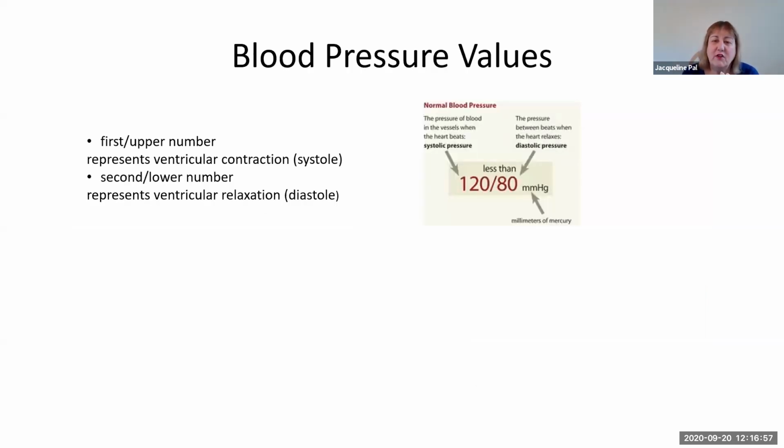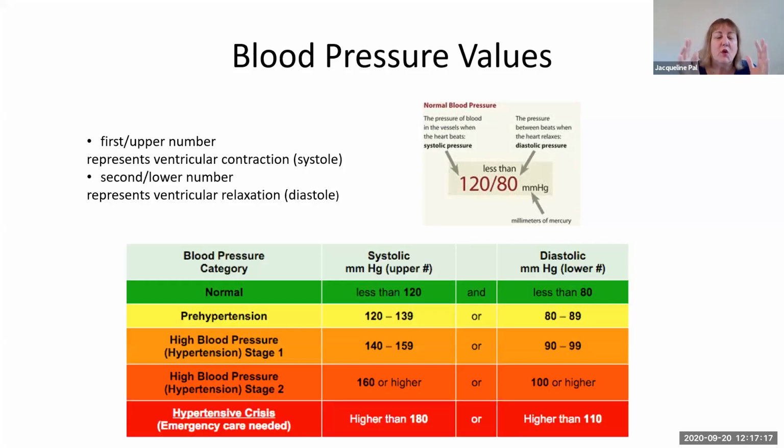So now that you have your two sounds, those two sounds for your blood pressure values are written as a fraction. And because the numerator, the first sound, is a larger number, the systolic blood pressure is always a higher number than the diastolic blood pressure. So here are the categories of blood pressure.